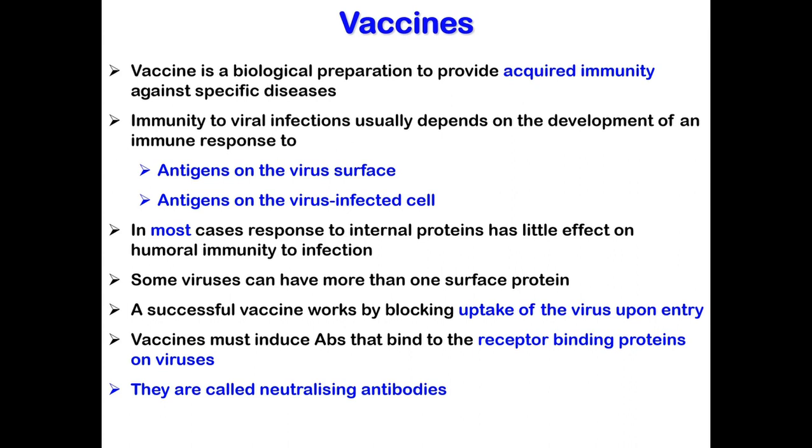The immunity to viral infections usually depends on the development of an immune response to antigens on the virus surface and antigens on the virus-infected cell. In most cases, response to internal proteins has little effect on the humoral immunity to infection. A successful vaccine works by blocking uptake of the virus upon entry. Vaccines must induce antibodies that bind to the receptor binding proteins on viruses. They are called neutralizing antibodies.